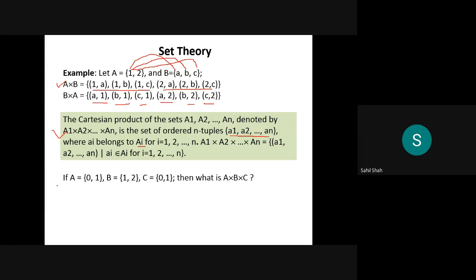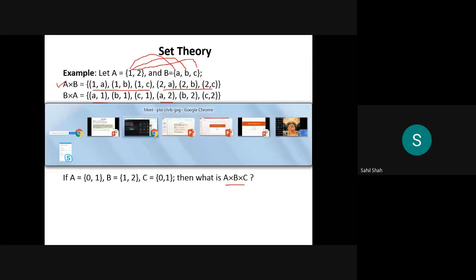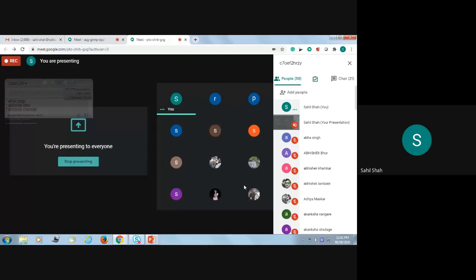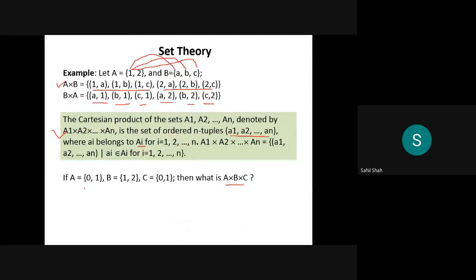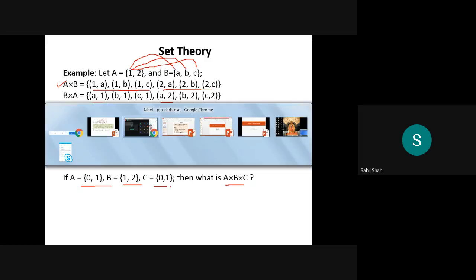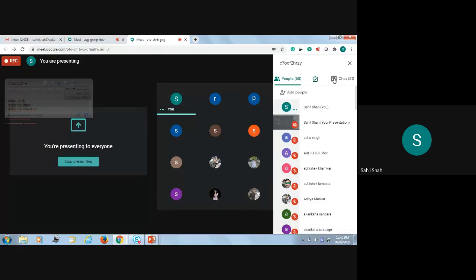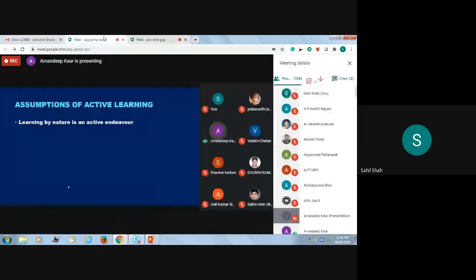So, a question for you: if we have been given A as {0, 1}, B as {1, 2}, and C as {0, 1}, can you tell me what will be the value of A cross B cross C? Can you tell me the answer for this? A cross B cross C. I am waiting for your answers. Okay. Can you tell me?